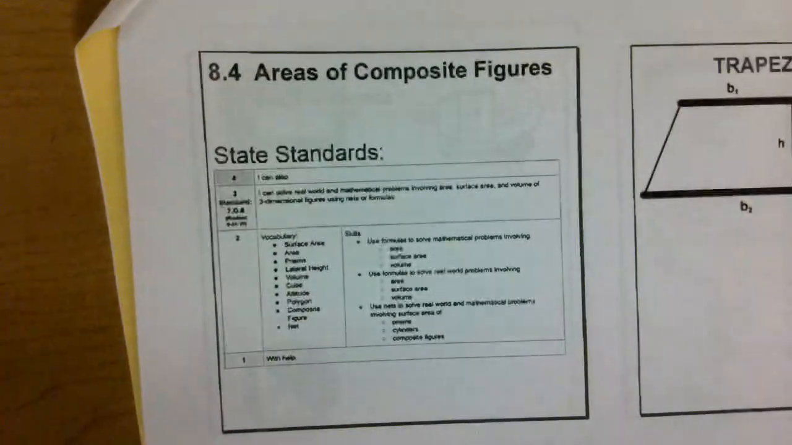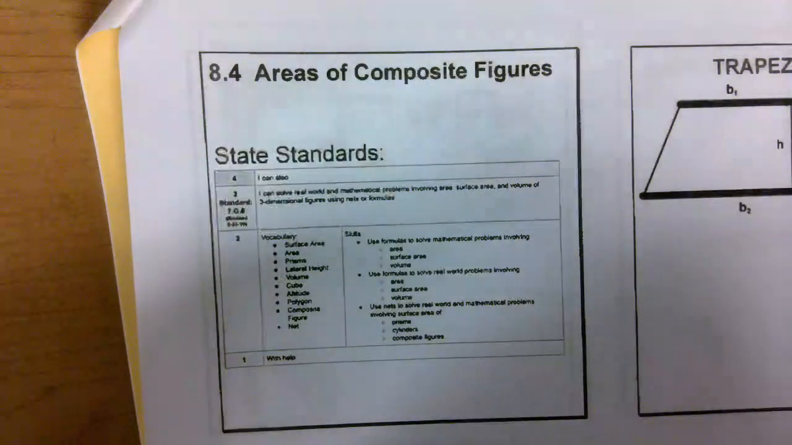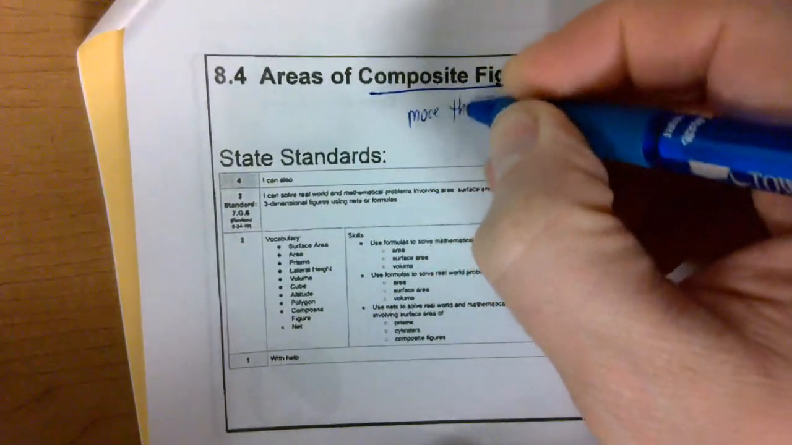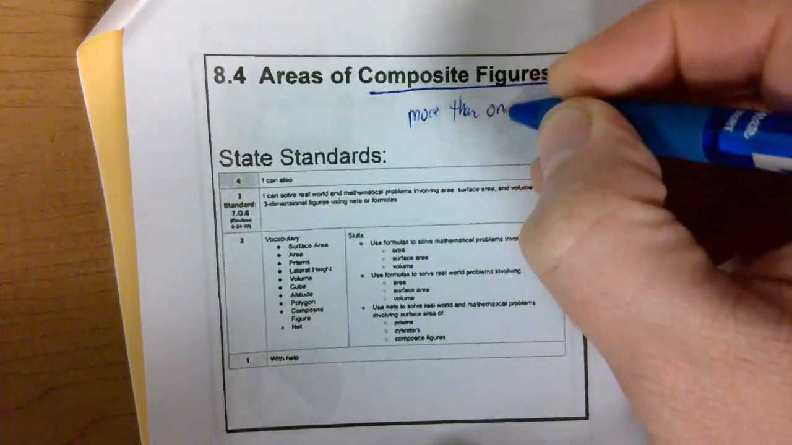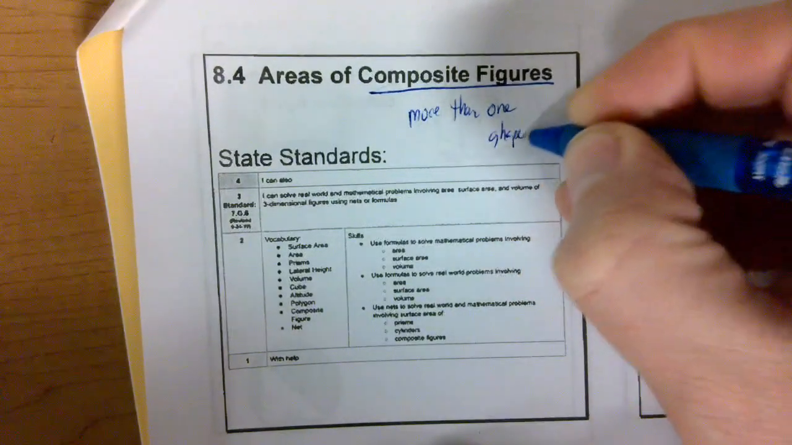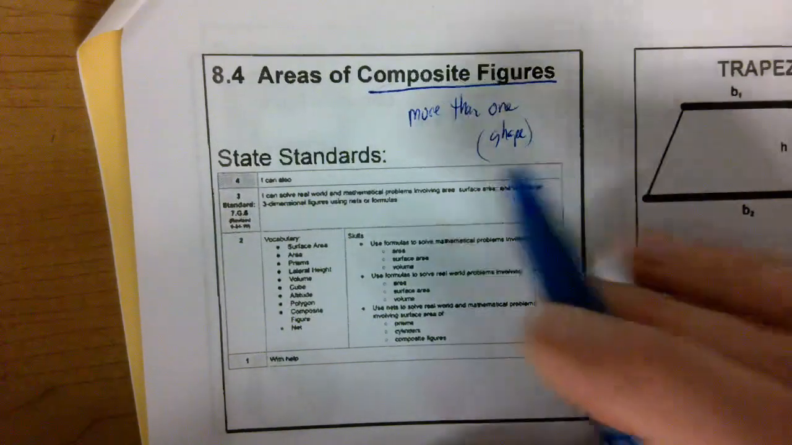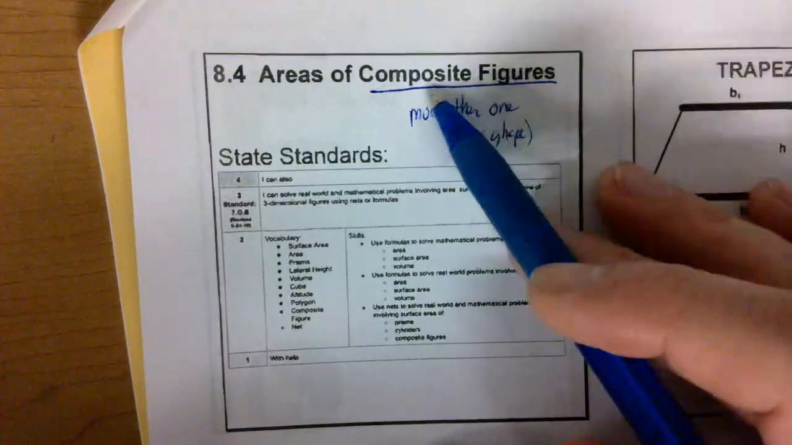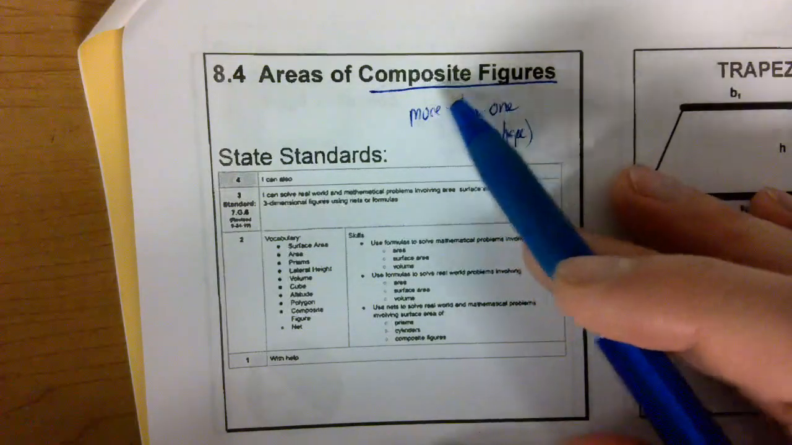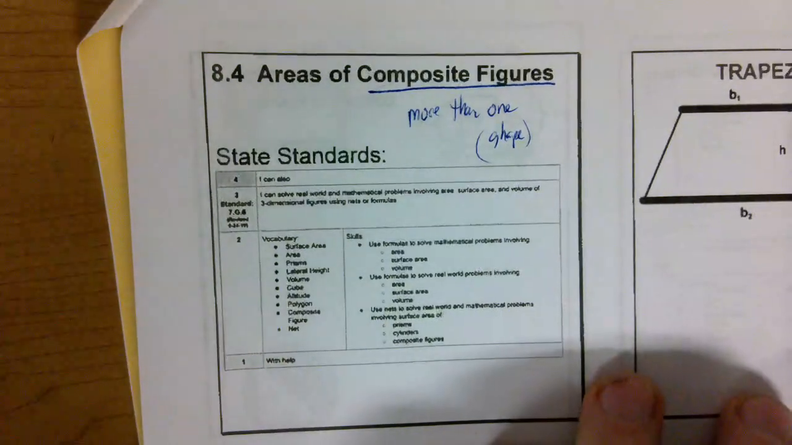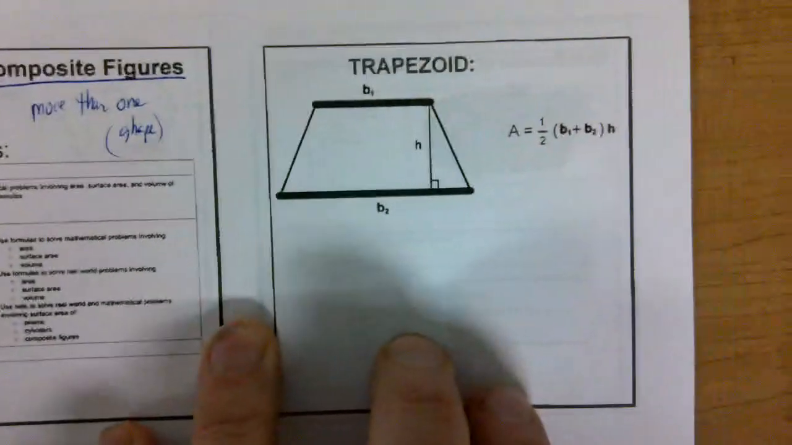8.4, composite figures. Please remember, composite means that we're going to have more than one figure or more than one shape. So we'll be looking at those today. More than one figure or more than one shape in some sort of figure, and we're going to compose those, put them together to find their total area. But before we can do that, I've got to review this guy.